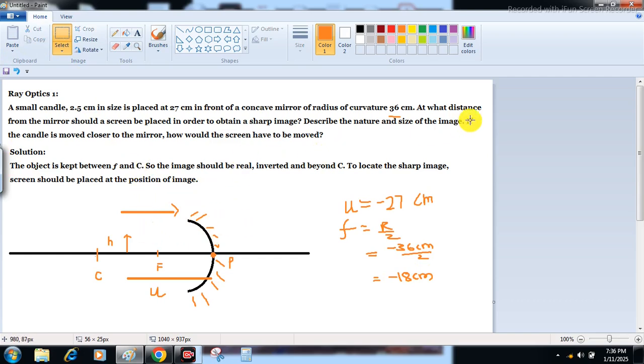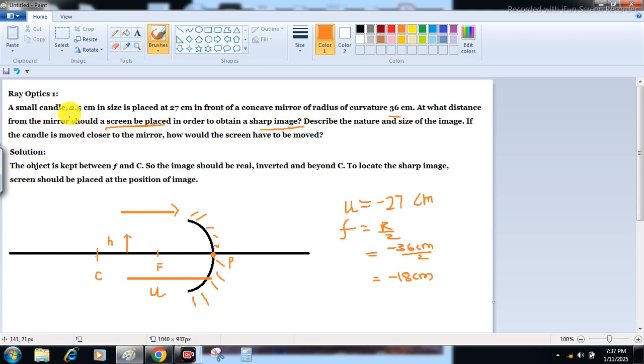At what distance from the mirror should a screen be placed in order to obtain a sharp image? Describe the nature and size of the image. If the candle is moved closer to the mirror, how would the screen have to be moved? So to obtain a sharp image, the screen should be placed at the location of the image formed.